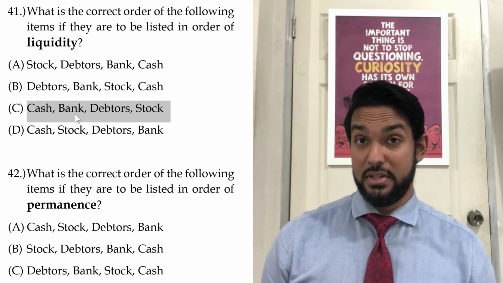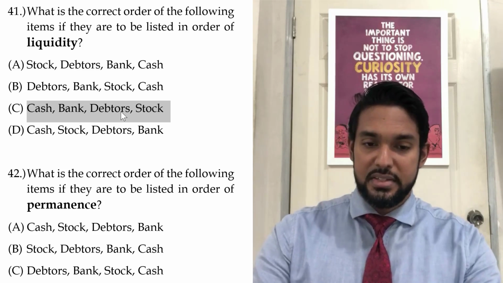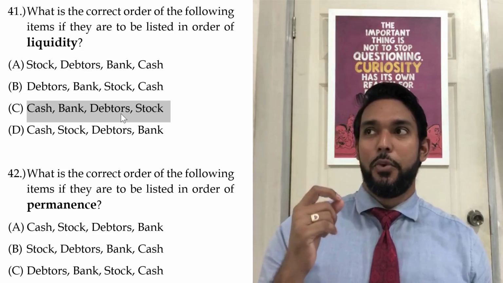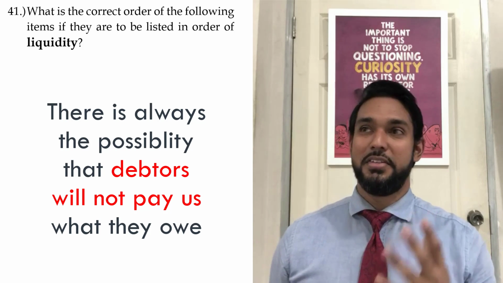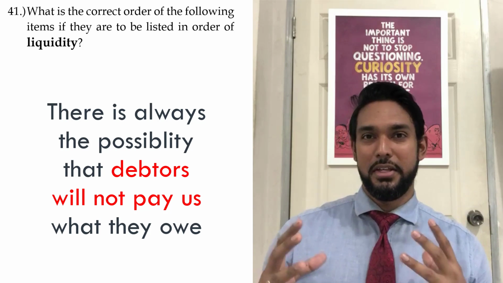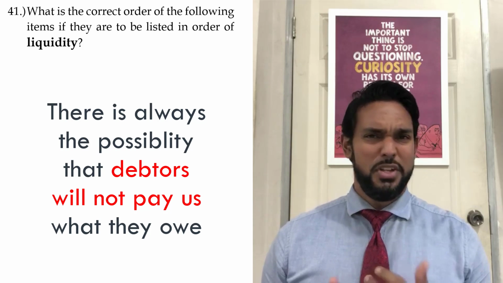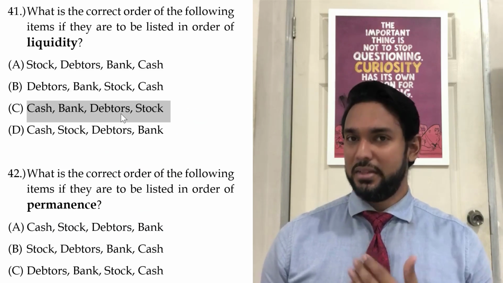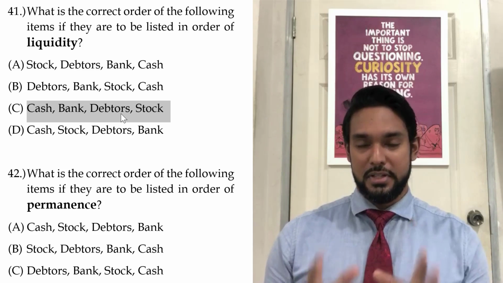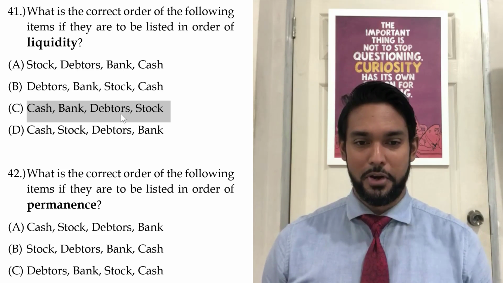We are never bound to sell stock. Debtors is the second least because we're also not ever bound to collect debtors. Debtors could decide not to pay us. But unless there's a whole economic depression, or you just really pick the wrong people to sell to on credit, chances are you're going to get back at least some of your money. So debtors is a bit more liquid than stock.